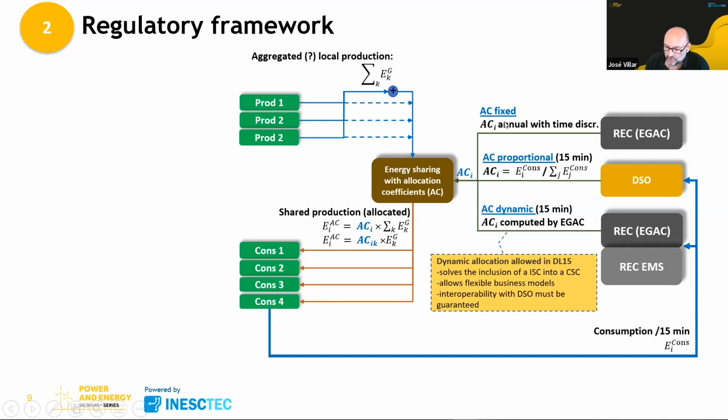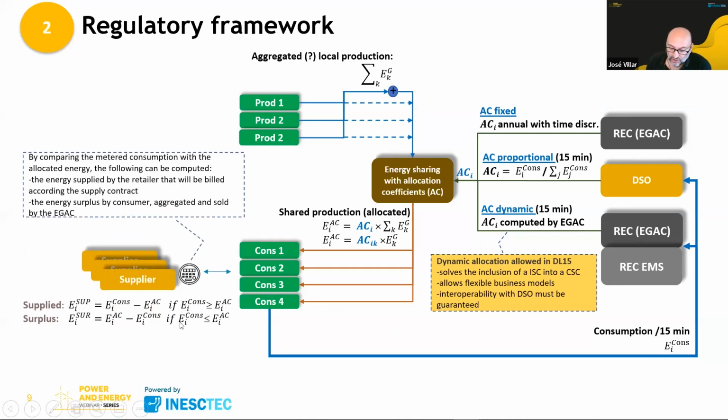In the case of the Portuguese regulation, there is the possibility of having fixed coefficients that can have time discrimination, but that cannot be updated, for example, considering the consumption measure. There is also the proportional allocation, which is an allocation based on sharing this energy proportionally to the consumption of each of the consumption units. And finally, which is in the new regulation, the possibility of dynamic allocation, so that this allocation is computed by the community itself, for each 15 minutes. And so it can use, for example, all the data on consumption, and also, for example, the internal trades in case there is some kind of local market.